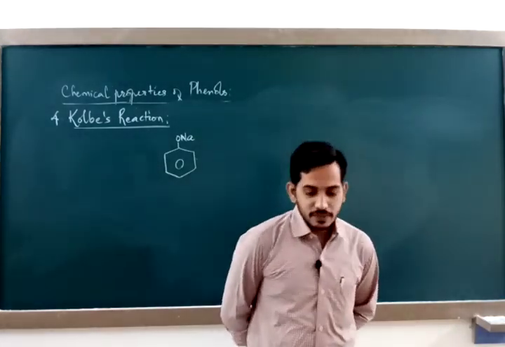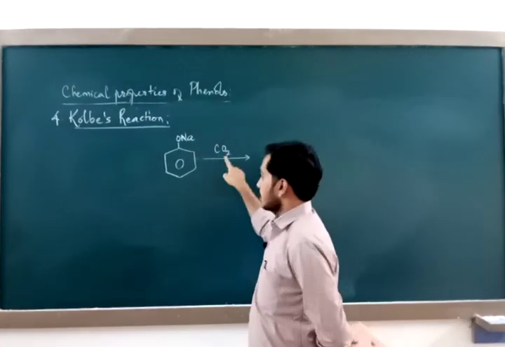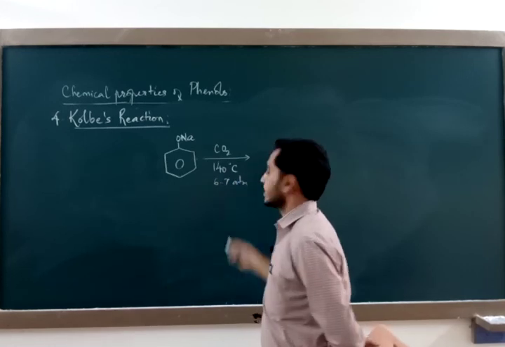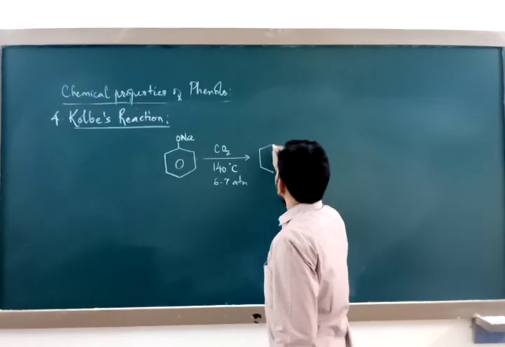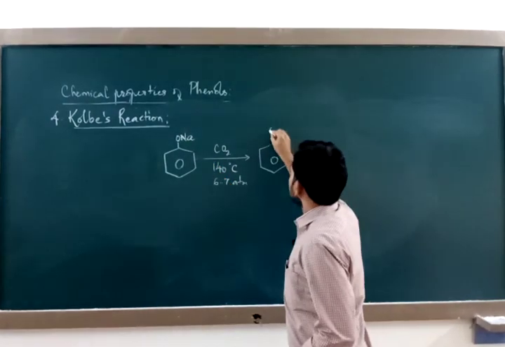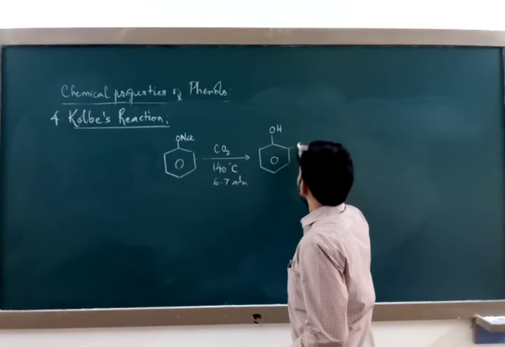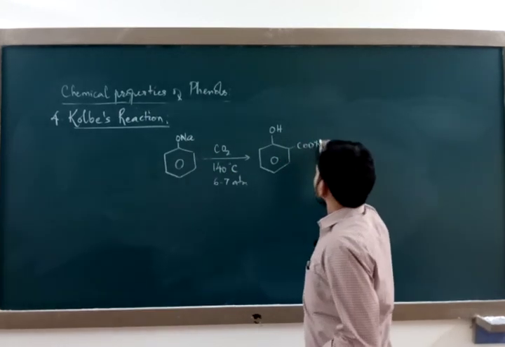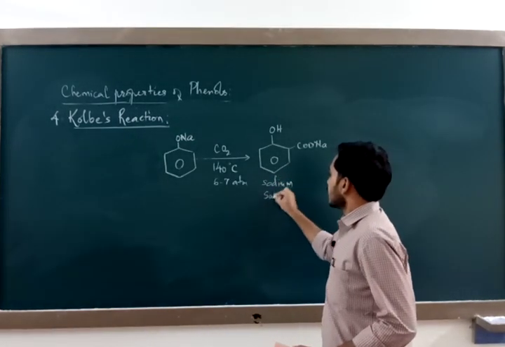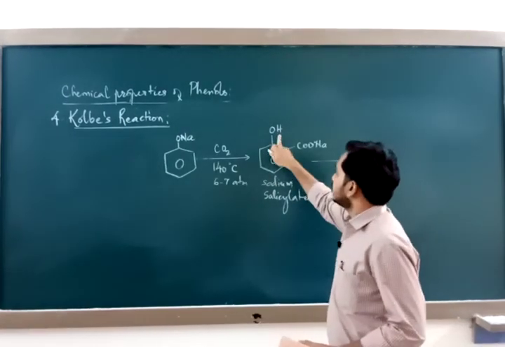So, in Kolbe's reaction, whenever sodium phenate is reacted with carbon dioxide at a temperature of about 140 degrees Celsius under 6 to 7 atmospheric pressure, then what happens? See clearly, here one hydrogen is present. Imagine you are removing that hydrogen and attaching it as OH here. The same hydrogen is transferred here, and this COONa is attached here. This compound is obtained, which is called sodium salicylate.